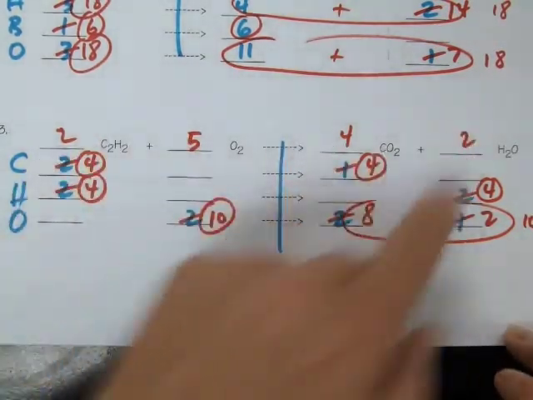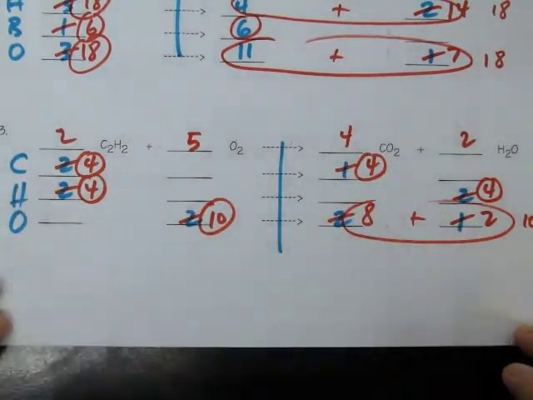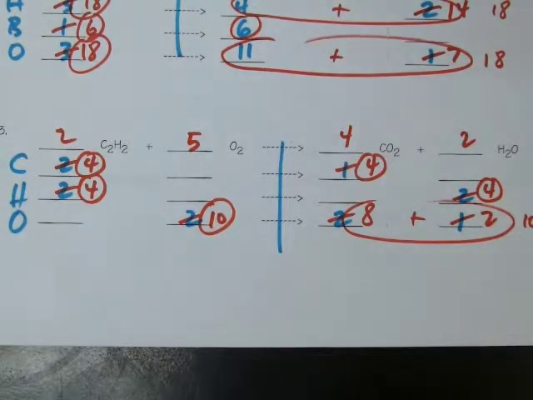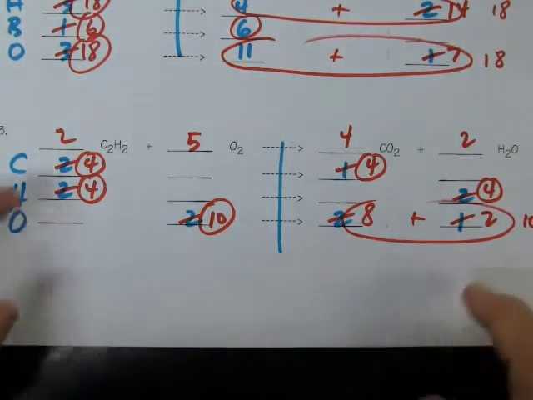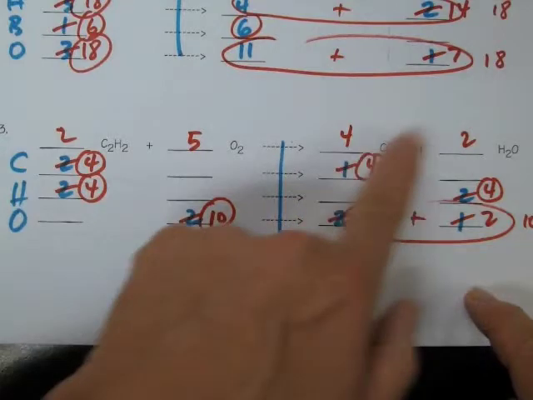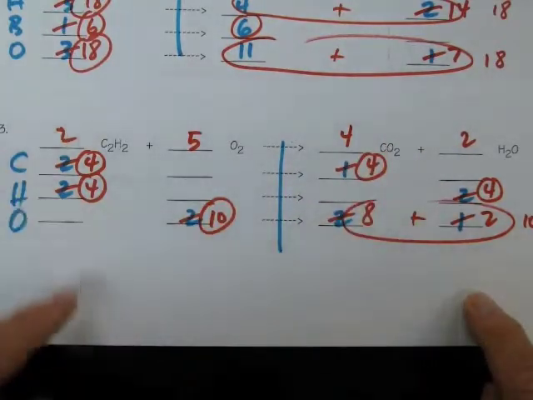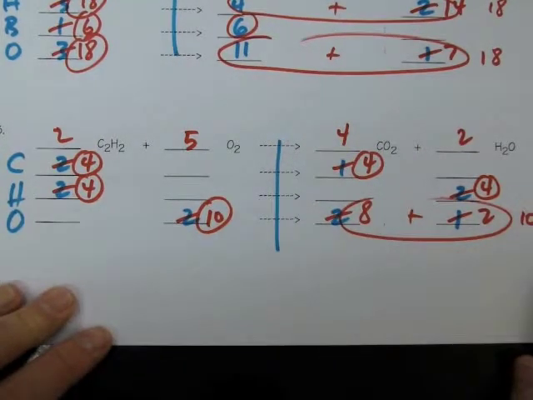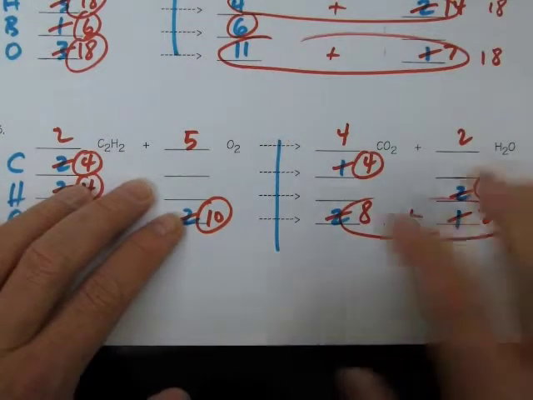2, 5, 4, and 2 would be the coefficients. The remaining problems you can try on your own, and the goal again is to find out what coefficients to put up that are going to multiply the formulas so that you have the same number of atoms in the reactants and in the products.